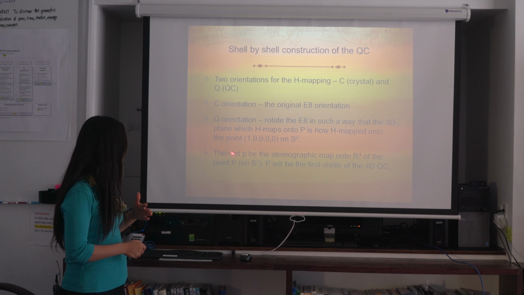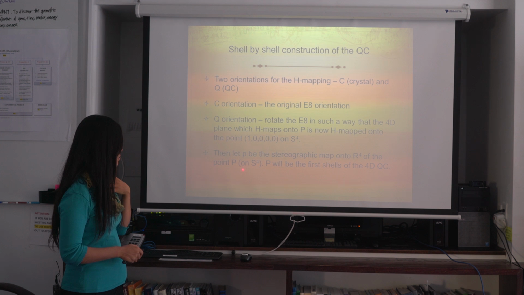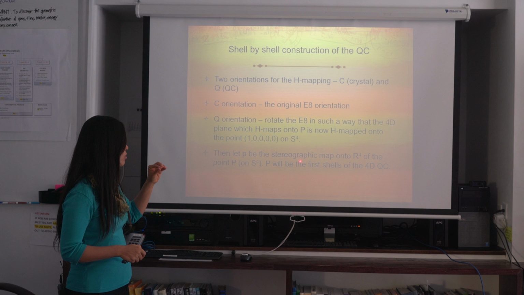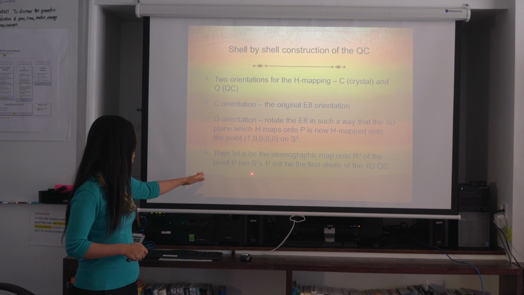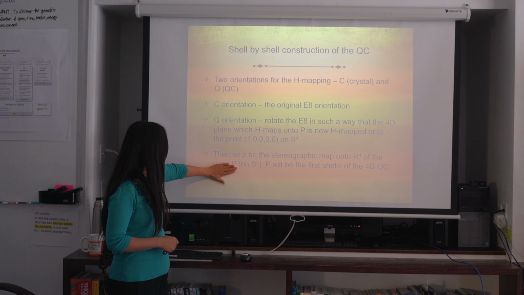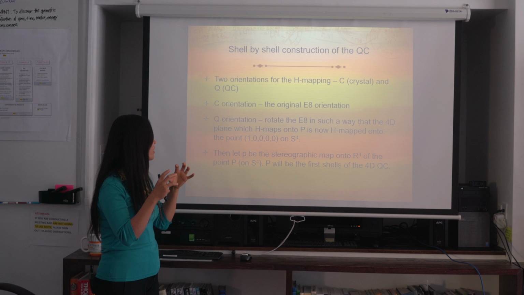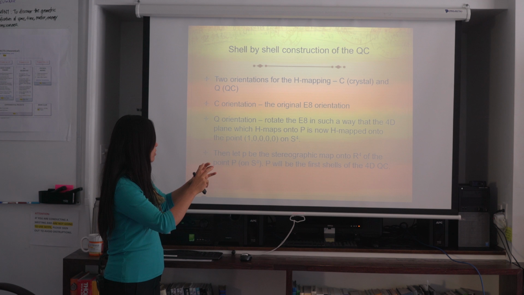So then let P be the stereographic map onto R4 of the point p. P will then be the first layer, the first shell of the four-dimensional quasicrystal. P is the stereographic map onto R4, which is the four-dimensional space, of the point p. So the point on S4, I think I messed up, I think this should be the small p. Yes, so the point on the S4 that mapped onto small p.